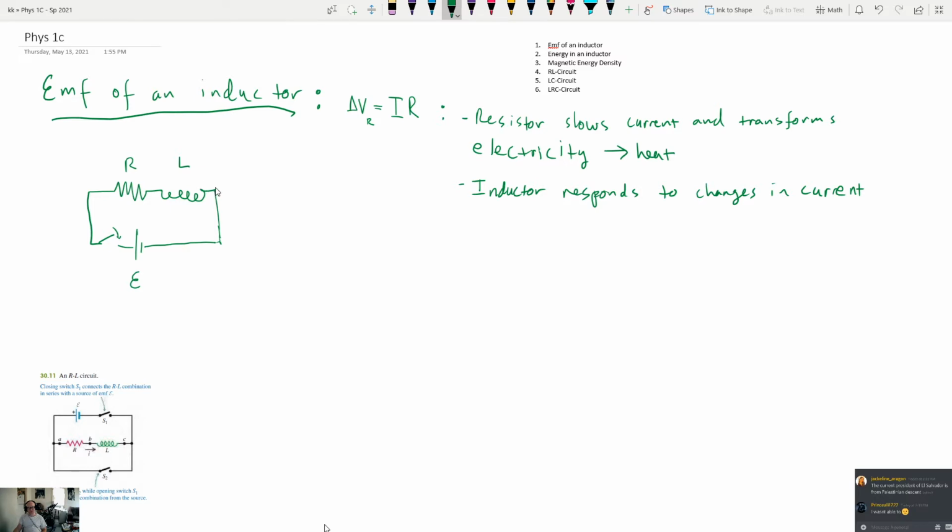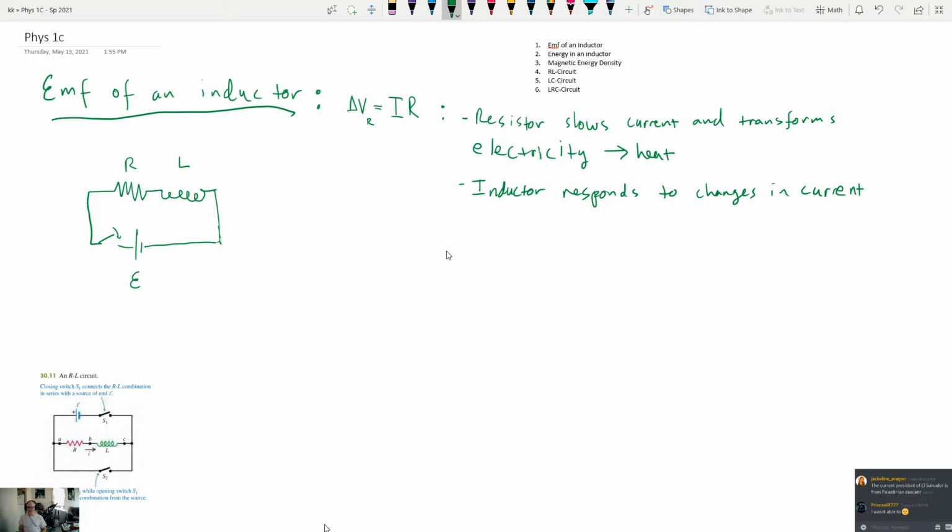But as long as the current is changing, the inductor is going to do something. When you try to increase the current, the inductor sends back EMF, and when you try to reduce it, it sends kind of forward EMF, basically. So that's what it does. It responds to changes in current, has the effect of damping them out and making the changes smooth as opposed to sharp.